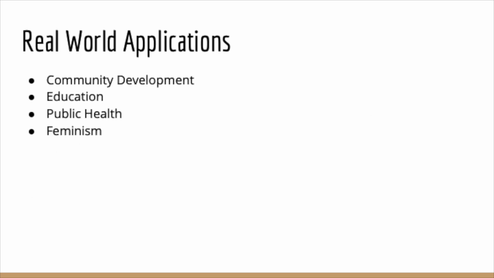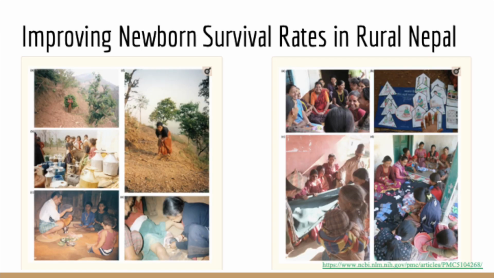Participatory action research has largely been used in social reform situations such as community development, education, public health, and feminism. While most studies I've found were not related to marketing research, these examples demonstrated the power of community involvement in research. In the first example, a community in rural Nepal used PAR to improve newborn survival rates.